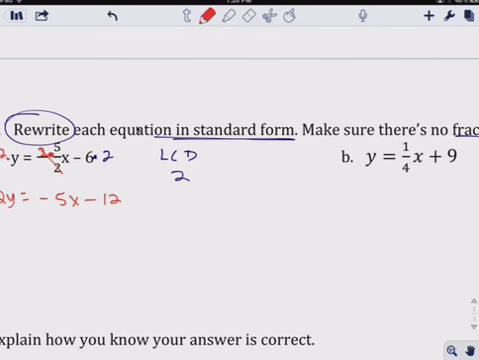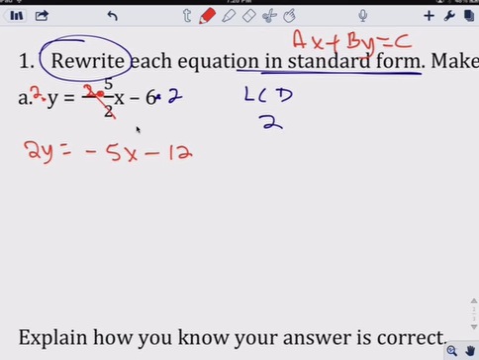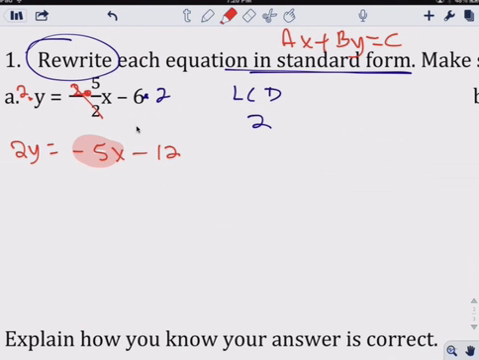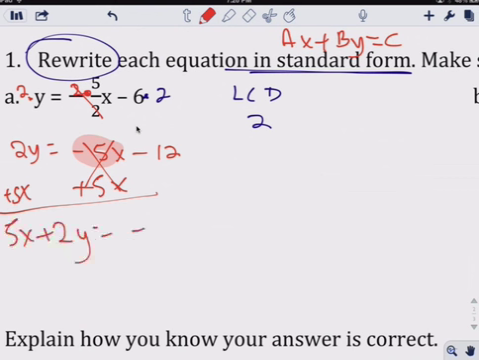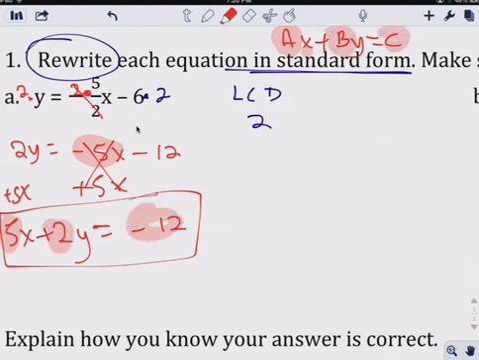Well, standard form, guys, is ax plus by equals c. So we know that this one is in its wrong spot. So you add 5x, add 5x. 5x plus 2y equals negative 12. That is in standard form. Ax, notice, a is the variable 5, x, b is the variable 2, and equals a constant of c. Okay?